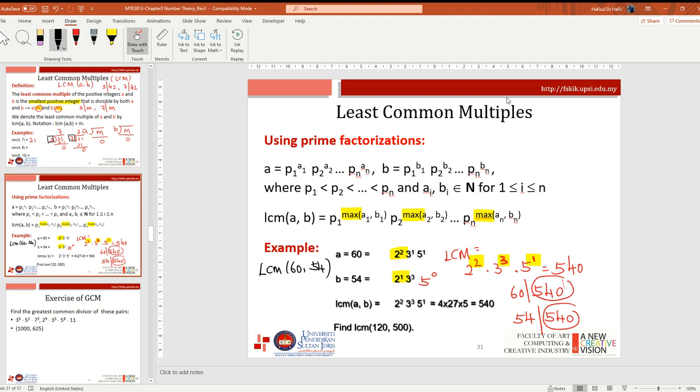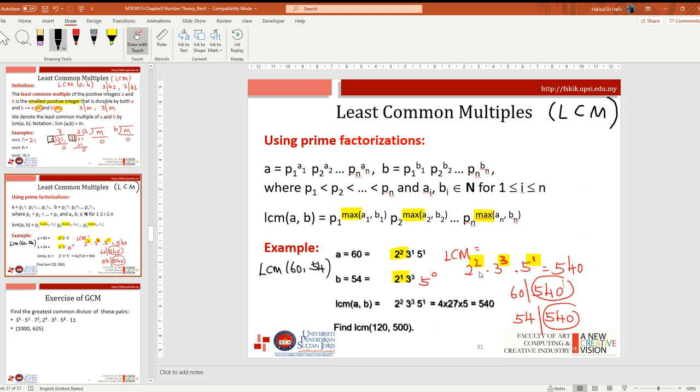Okay, LCM stands for least common multiple. For the LCM, we list out the maximum. It's different from the GCD, where we go for the minimum. For example, we have p1 max, a1, b1, p2 max, and so on. For a equal to 60, we get 2 to the power of 2 multiplied by 3 to the power of 1, 5 to the power of 1, and for b, 2 to the power of 1, 3 to the power of 3, 5 to the power of 0.